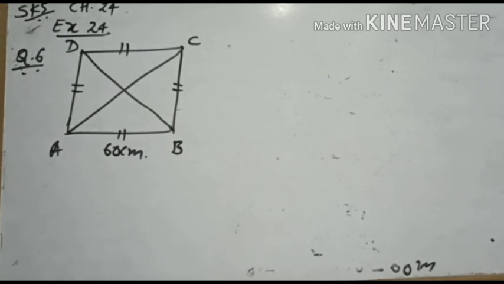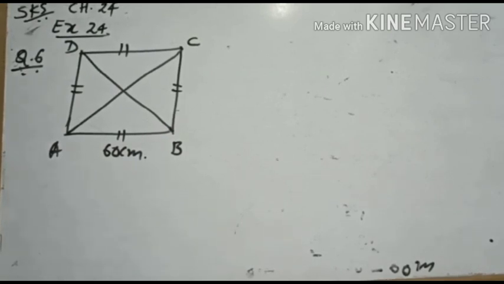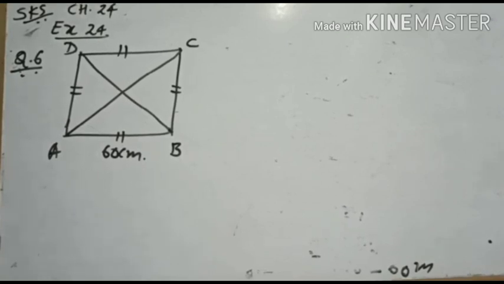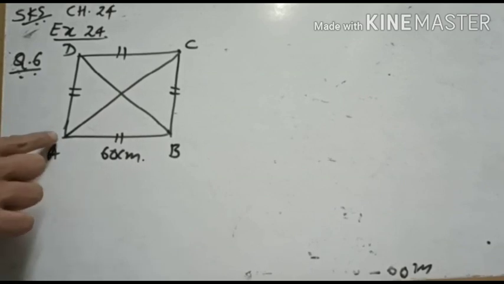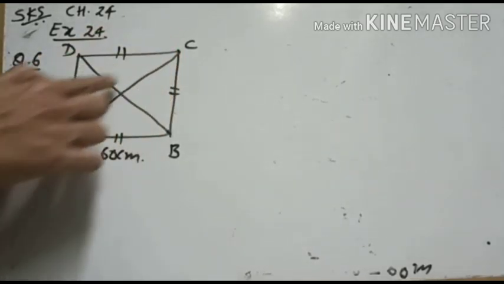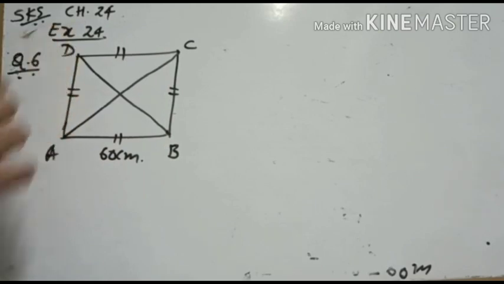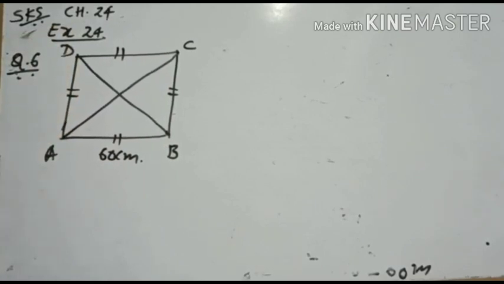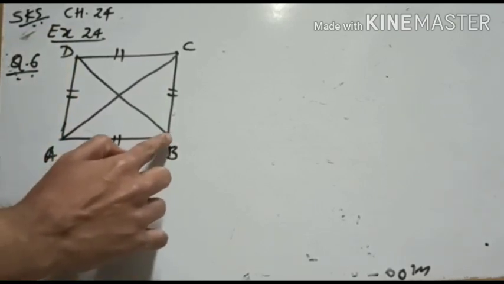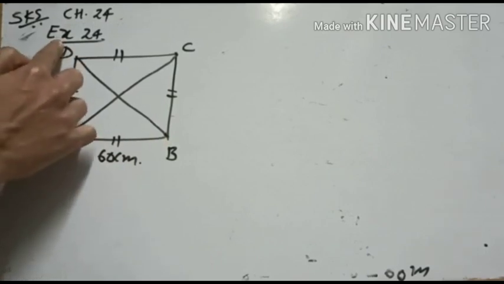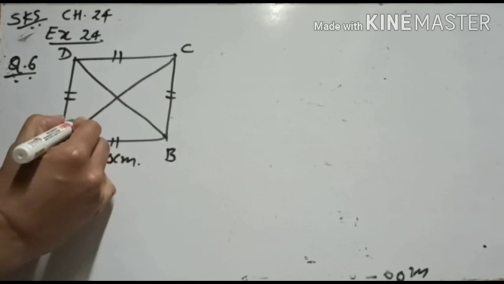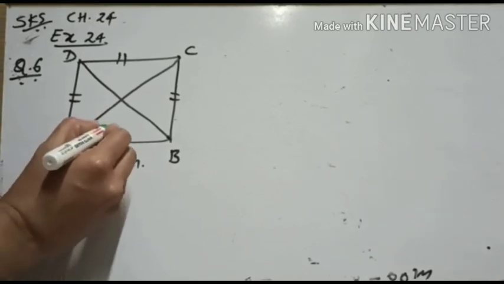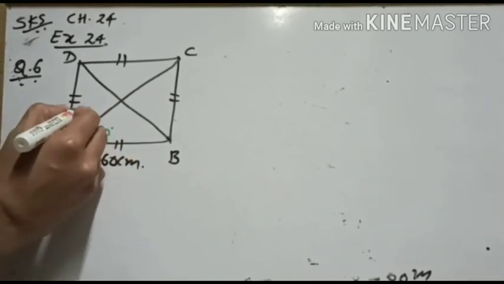Now before I go into this particular question, I would like to remind you of a few properties of a rhombus. One of the properties is that the diagonal of a rhombus bisects the opposite angle. That means diagonal AC will bisect angle BAD. Bisect means divides into two equal parts. Now if you remember, I told you angle BAD is 60, and if it is bisected, then each of these angles will be 30 degrees.